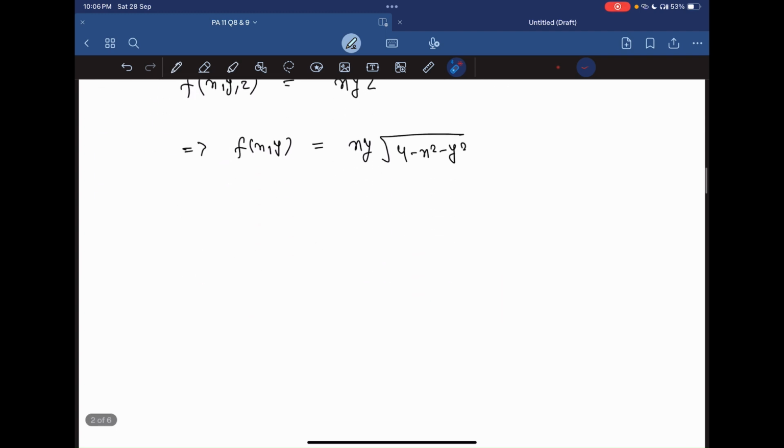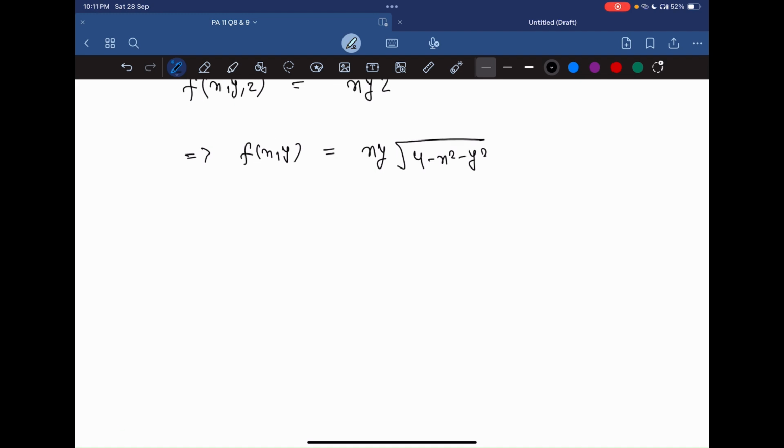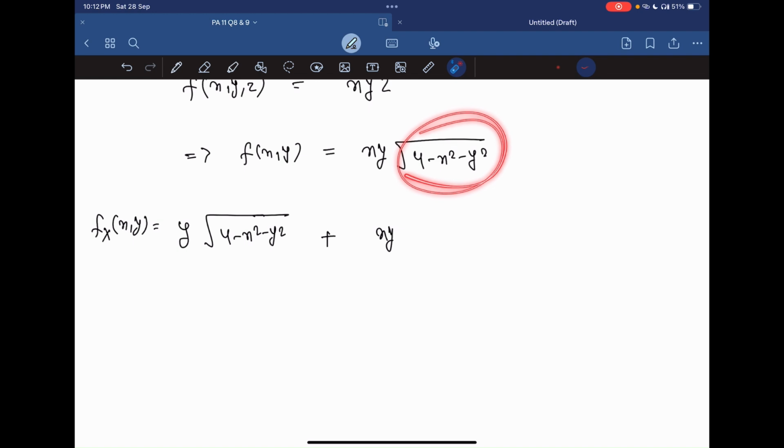For that, we need to calculate the partial derivative of this function first. Now to calculate the partial derivative of this function with respect to x, we can use the product rule like u into v. So it would be u derivative times v plus v derivative times u. So the derivative of this would be just y into the square root of 4 minus x square minus y square, plus xy into the derivative of this square root of 4 minus x square minus y square.